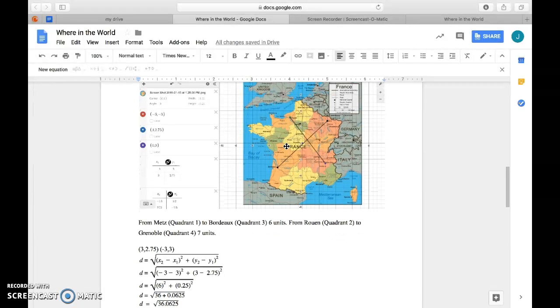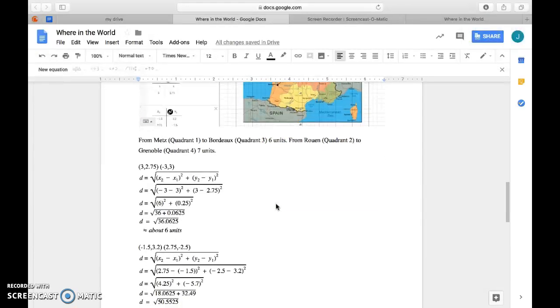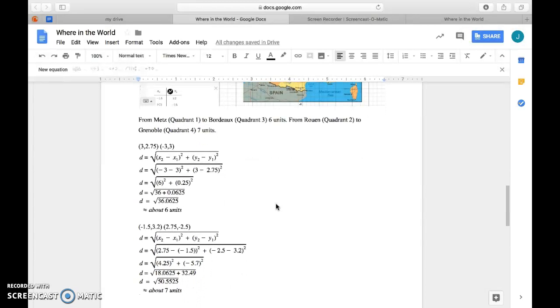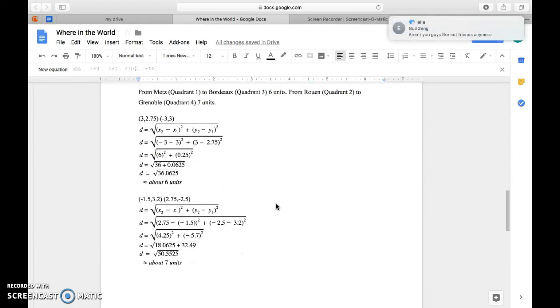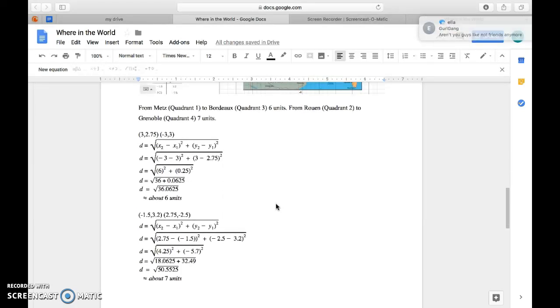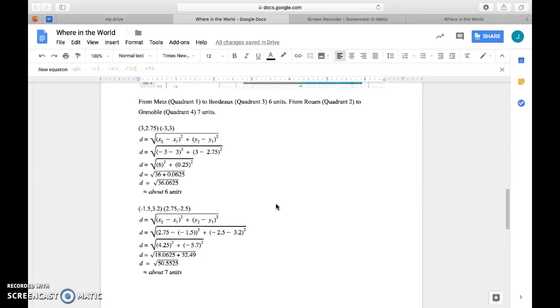The vectors go from Metz to Bordeaux, quadrant 1 to quadrant 3, and from Rouen to Grenoble, quadrant 2 to quadrant 4. To find the distances, I used the distance formula, and I calculated the distance from quadrant 1 to quadrant 3, which was about 6 units, and I did the same thing for quadrant 2 to 4, which was about 7 units.